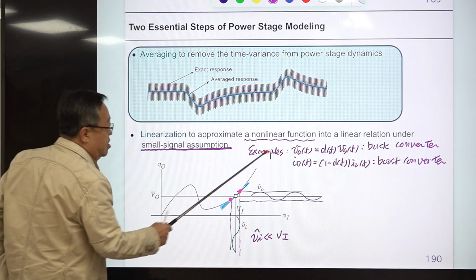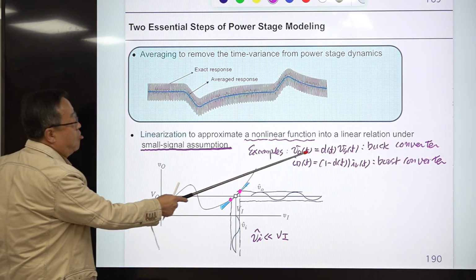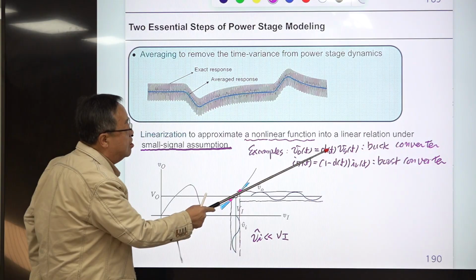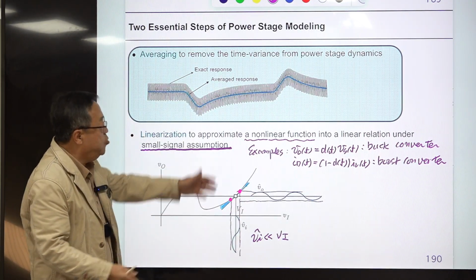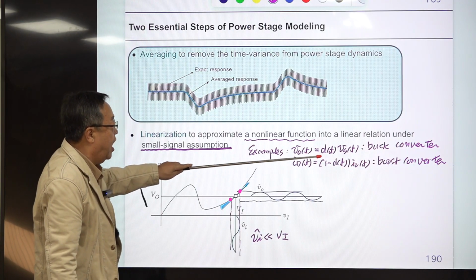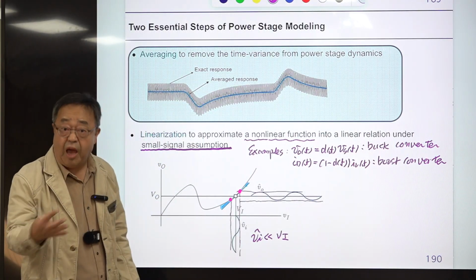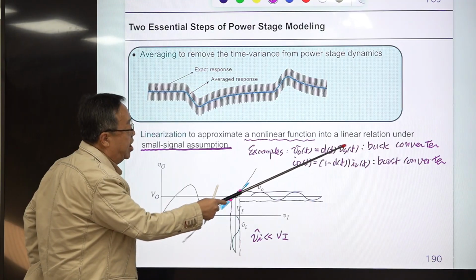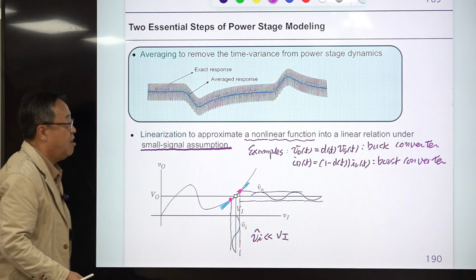Let me explain this first. This is the buck converter case. The output voltage of the buck converter is the duty ratio times the input voltage. We are assuming the output is a time varying function, and the duty ratio and input voltage are also time varying functions. So we have a product of two time varying functions, then this output becomes nonlinear.